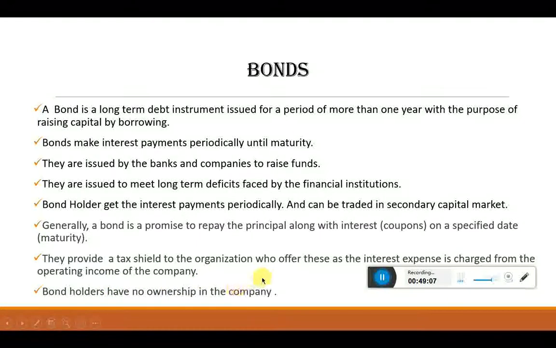Bondholders have no ownership in the company. It's not the evidence of investment, or we can say it's not the evidence of ownership in the company. It's just the evidence that you have lent an amount of money to a company, and the company has borrowed that from you.